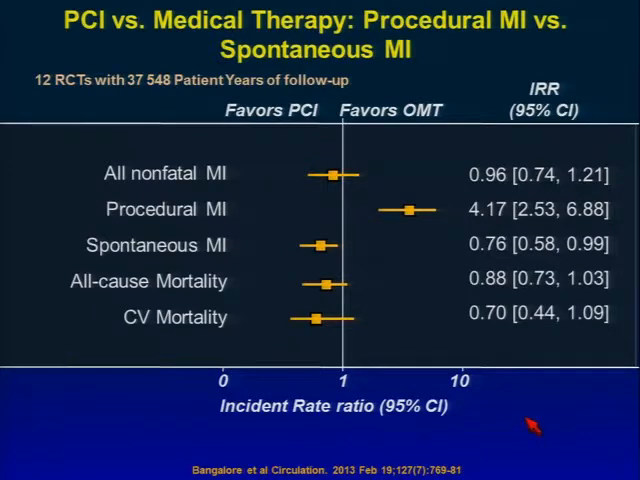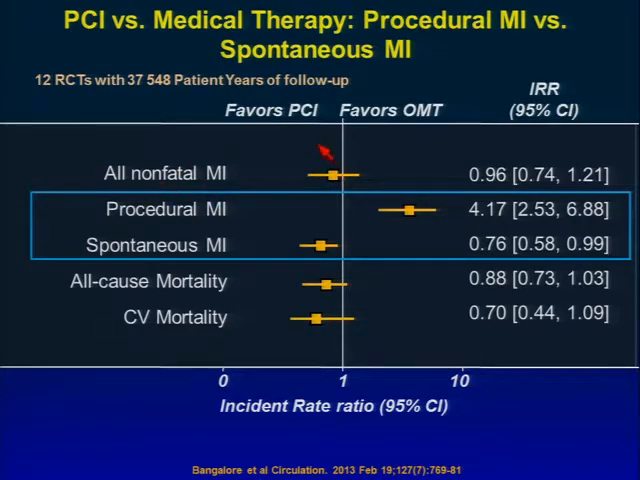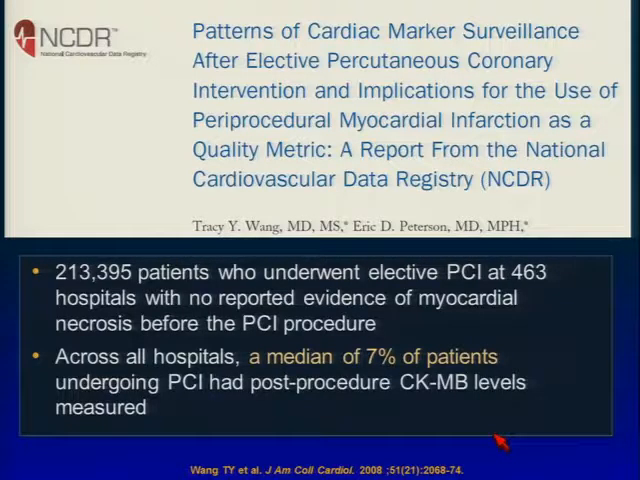We actually looked at all of the randomized trials, 12 randomized trials, 37,000 patient-years of follow-up, looking at PCI versus medical therapy. We found that there was no difference between PCI versus OMT for non-fatal MI. But PCI actually resulted in a significant increase in procedural MI, while at the same time there was a significant reduction in spontaneous MI with PCI compared to OMT. In the end, these two canceled each other, and of course we had a null effect. But when you look at the signal for all-cause mortality and cardiovascular mortality, we again see that it's spontaneous MI which tracks for all-cause mortality and not procedural MI.